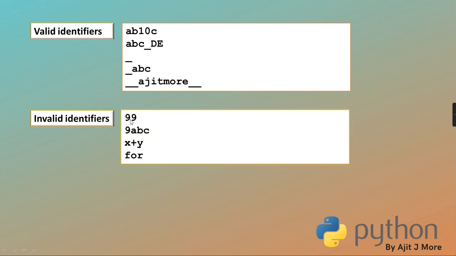Now obviously 99 is invalid because of the digit in the first place. Here also same thing. This x plus y is a valid expression. Plus is an operator, x and y are two operands, that is two variables. So the expression is valid. But if I consider this whole thing as one identifier, it is wrong.